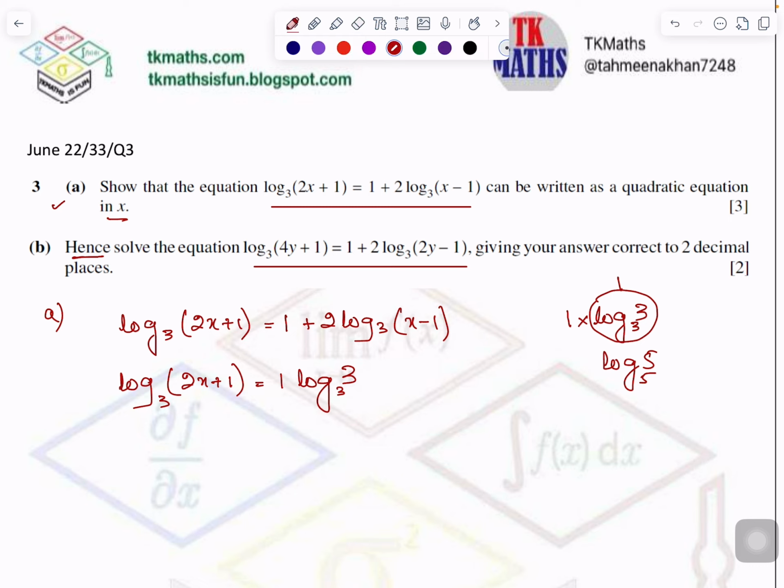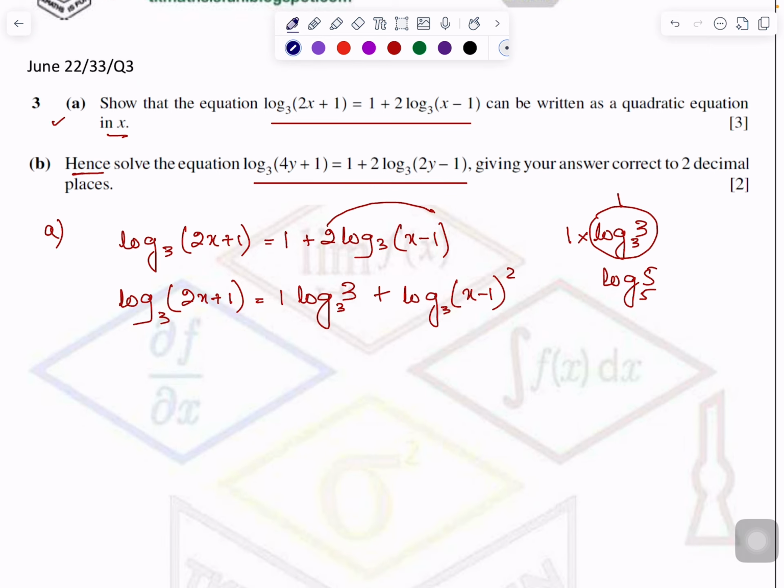That is the reason. And this 2 I will take up here as a power law so that I can apply the product rule later. So it will become log x minus 1 square base 3. Now after this I will apply the product rule on the right hand side. The left hand side I am writing as it is right now. So both the terms have multiplier 1, so it's a perfect situation.